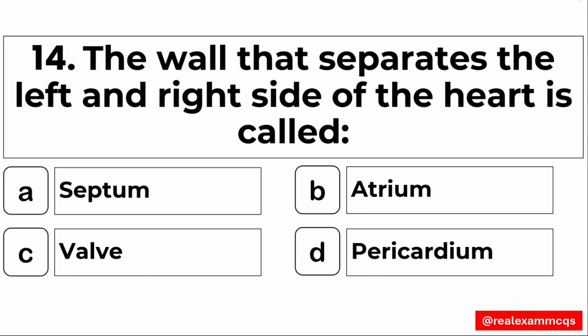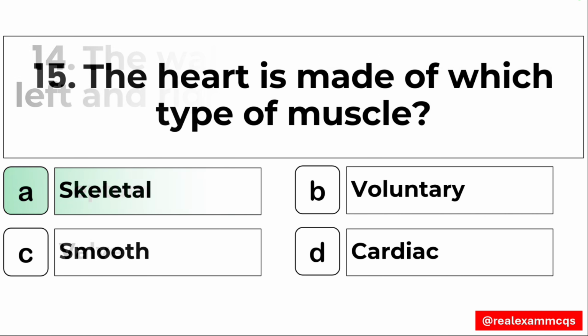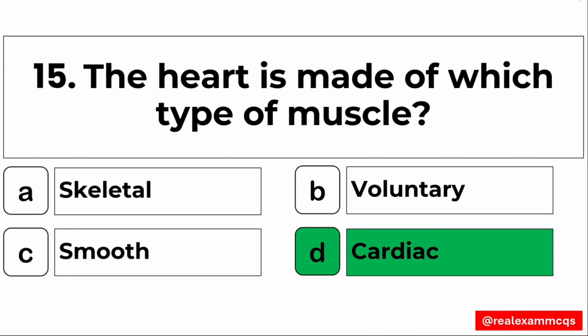14. The wall that separates the left and the right side of the heart is called? Option B, it is called the septum. 15. The heart is made of which type of muscle? These muscles are called the cardiac muscles. Option number D is the right answer.